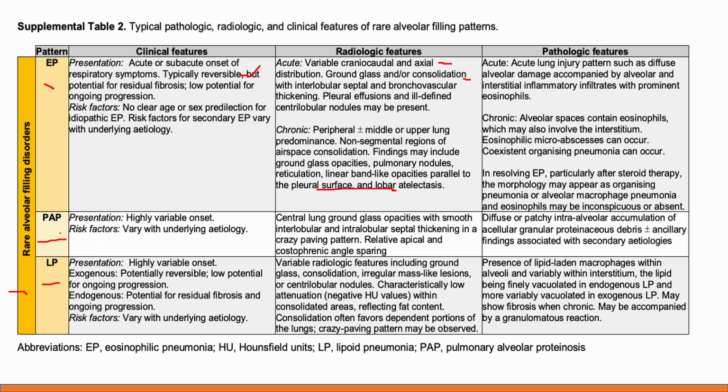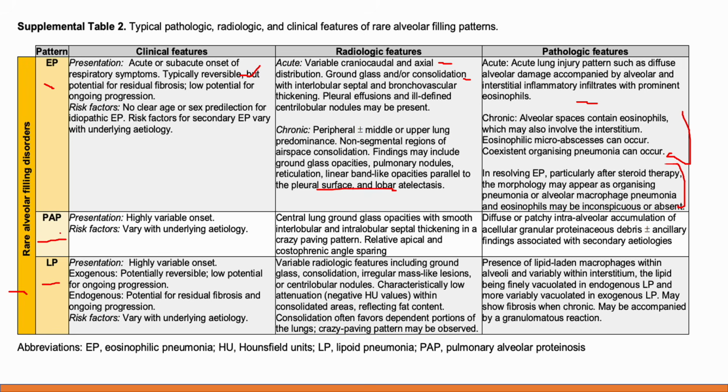atelectasis. Pathologically, an acute eosinophilic pneumonia will be like an acute lung injury, like a DAD or a diffuse alveolar damage pattern, just that it will not be idiopathic this time, and there will be alveolar and interstitial infiltration with eosinophils. The more chronic it is, you may actually see coexisting patterns and you may see more eosinophils in the interstitium. In resolving eosinophilic pneumonia after steroid therapy, you may see patterns which look like organizing pneumonia or AMP. So, a lot of overlap in this pattern.